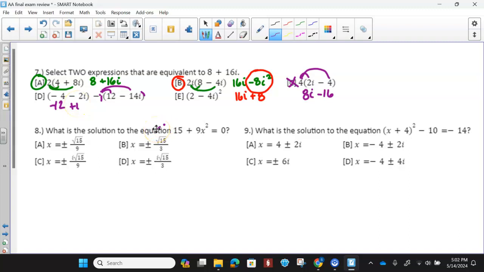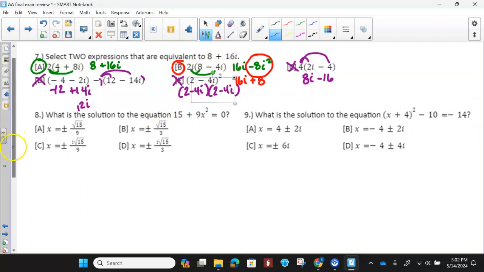So notice how here, when combining, we're not even at 16i because that's 14i minus 2i, which is 12i. That's why it's not D. And here, remember, 2 minus 4i to the second power is the same as 2 minus 4i times itself, 2 minus 4i. And then do box method, but you would see that that would not be an answer here either. All right, so that's going through and simplifying the expressions to see what will get you 8 plus 16i.